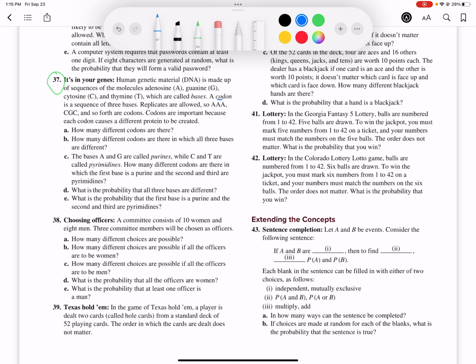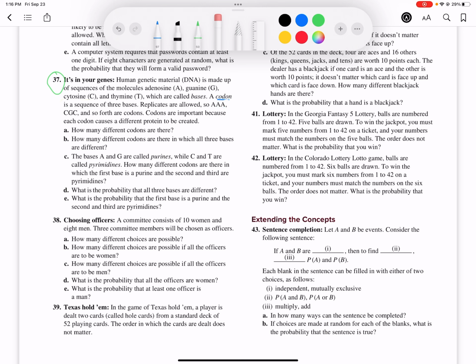A codon is a sequence of 3 bases. So for example, we have AAA or CGC and so forth. Codons are important because each codon causes a different protein to be created. Part A: how many different codons are there?